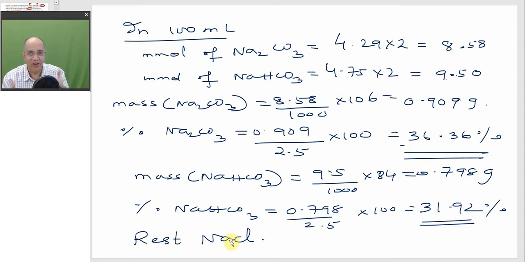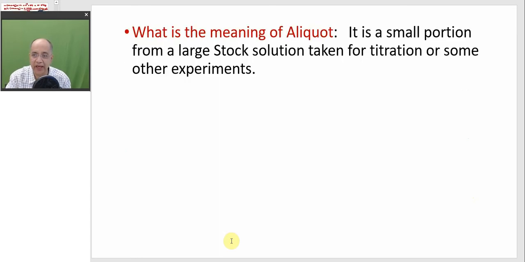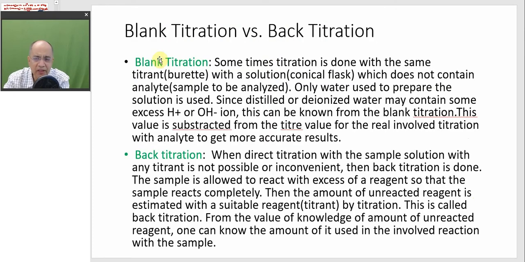Got the feel? I have already told you there is a term called aliquot. Aliquot means a small portion from a large stock used for titration. Now there is another term which I had not discussed so far. It's called the blank titration. Back titration I have discussed. What is the difference between blank titration?